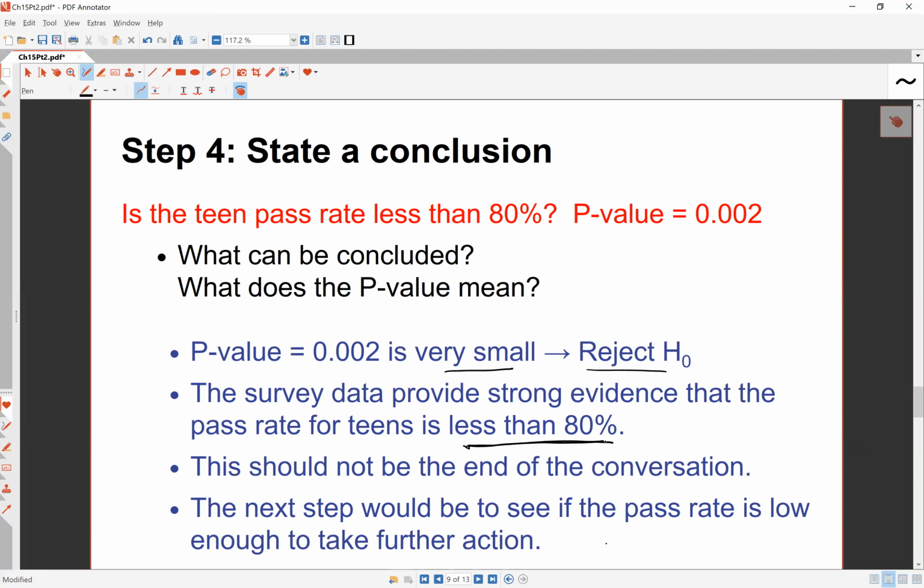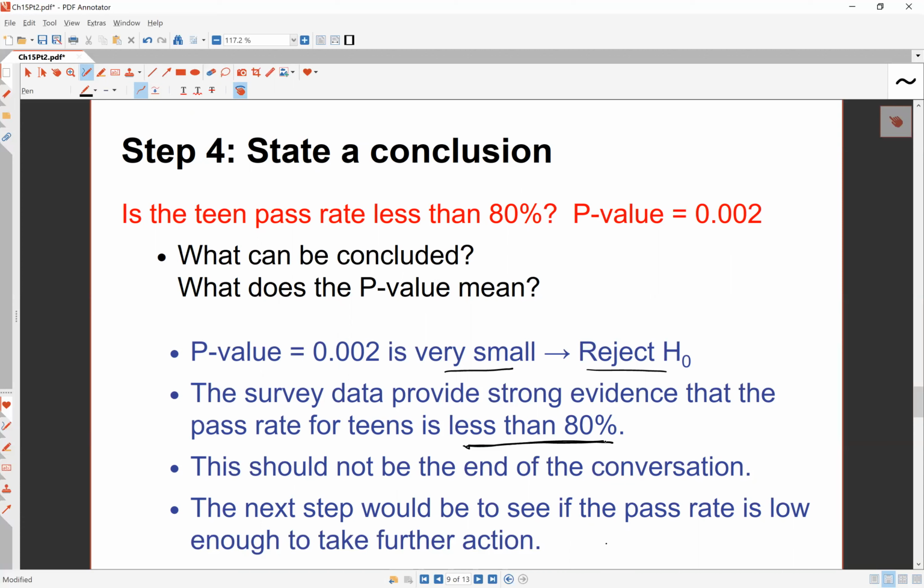But this should never be the end of the conversation. There always should be a recommendation of a follow-up study, because since we are only working with a sample and not with the entire population, there's always the possibility that we reached a wrong conclusion. And so a follow-up study to determine whether we reached a good decision or not, confirmation of what we found, but also real-world application. Like, what does it mean for the DMV if the pass rate has dropped below 80%? They need to formulate a plan of action around that.